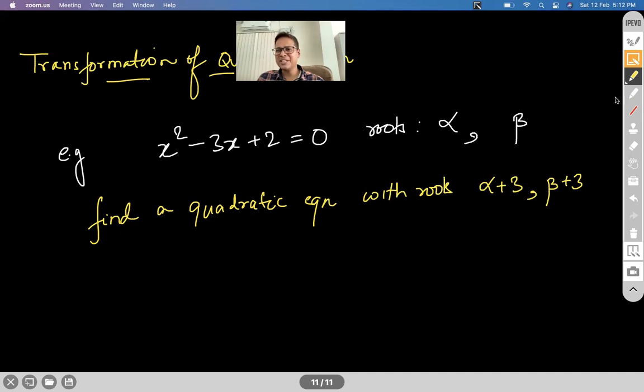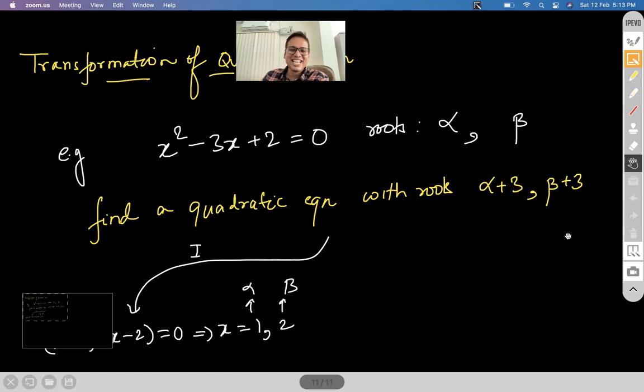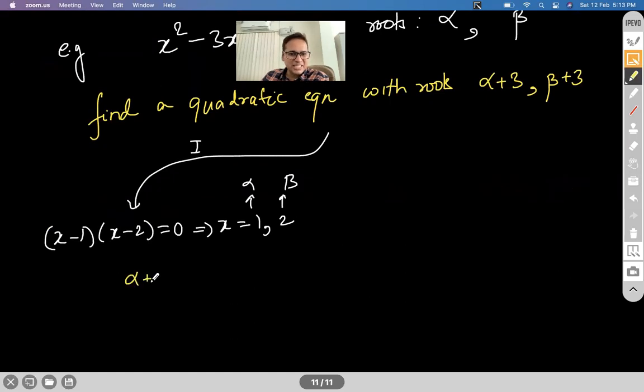Now, there are two ways that students take to solve this question. I'll tell you both the ways. One way is you find out the roots of this equation. So you find the alpha value and beta value from the given quadratic, which is actually factorizable, correct? So let's say I call this alpha and this beta. And then find your alpha plus 3, which is going to be 4, and beta plus 3, which is going to be 5. And then frame a quadratic equation by using this.